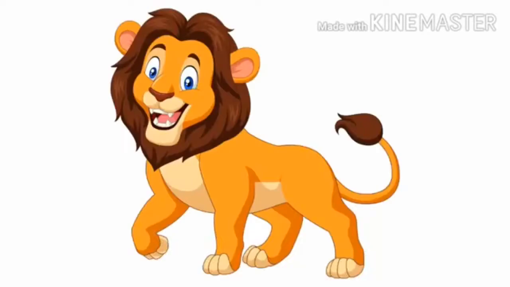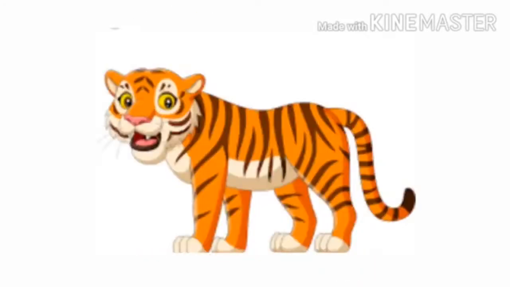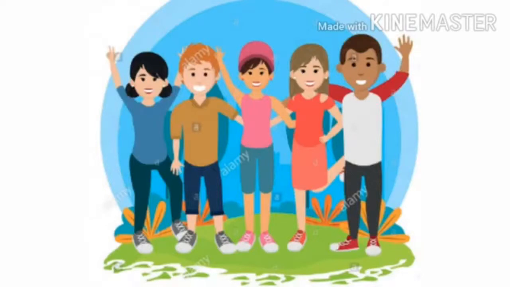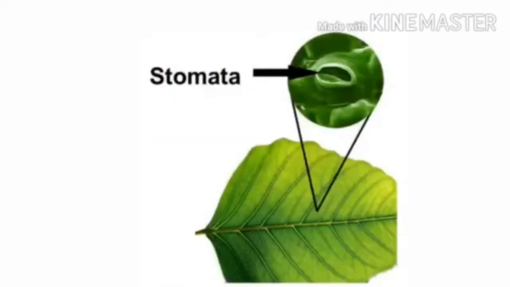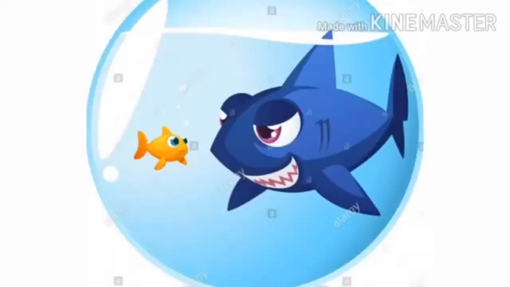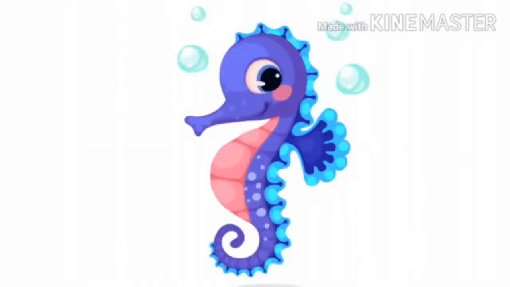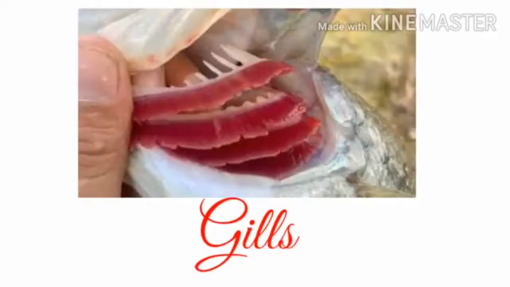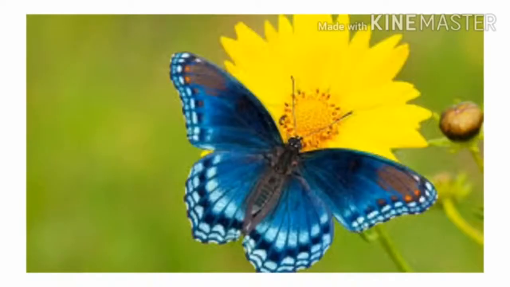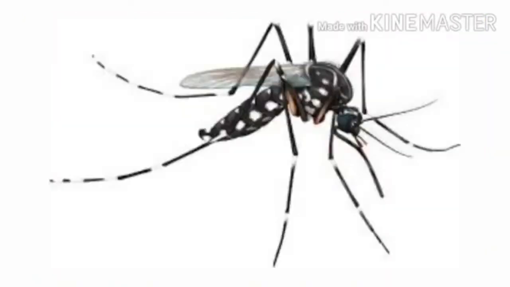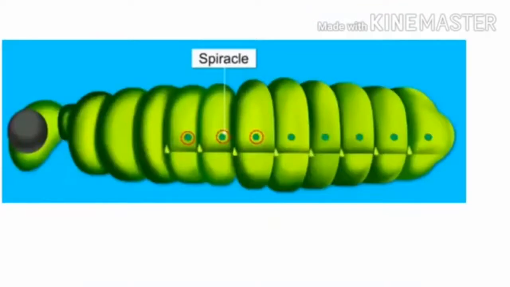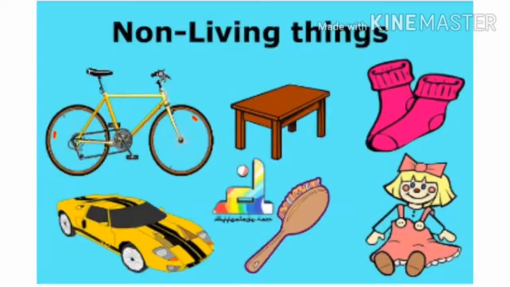For example, lion, tiger, bear, and human beings breathe through the lungs. Plants breathe through stomata. Fish, whale, seahorse breathe through gills. Insects like butterfly, mosquito, housefly breathe through spiracles. But non-living things do not breathe.